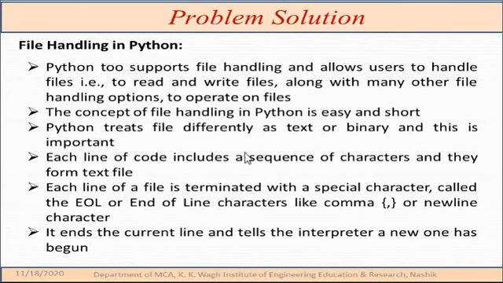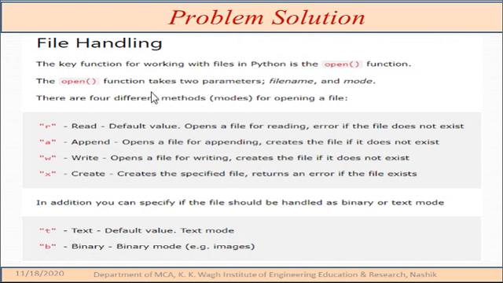Python treats files differently as a text file or a binary file, which is important. Each line of code includes a sequence of characters, and they form a text file. Each line of a file is terminated with a special character called the end of line character, like a comma or the newline character. It ends the current line and tells the interpreter a new one has begun.